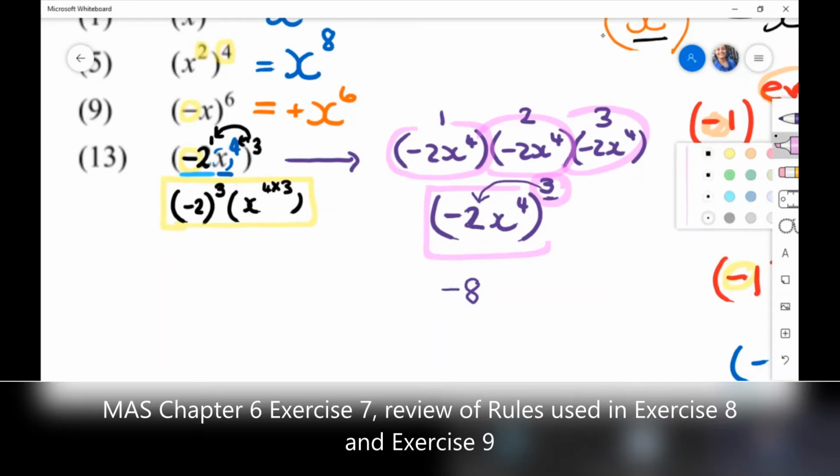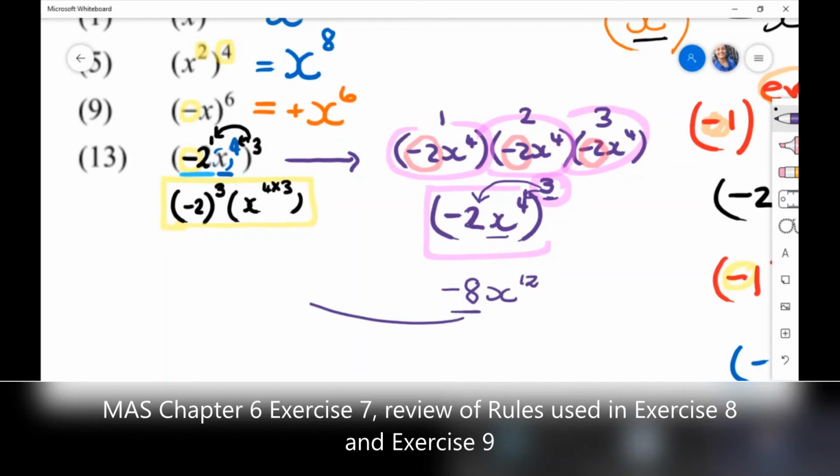The same result as if I were to say minus 2 times minus 2 is a positive 4, times another minus 2 is a negative 8. Back to my bracket, x to the power of 4 times the power of 3, x to the power of 12. And that's what I've explained here by doing that.